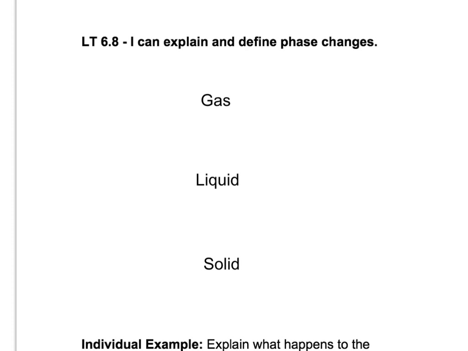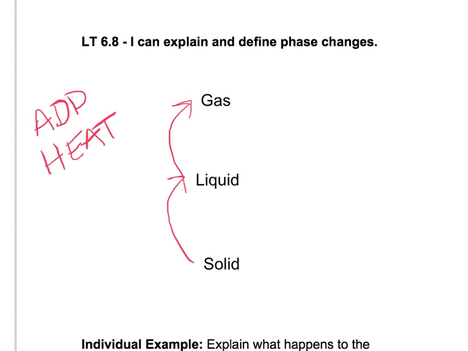So let's start again at solid. If you add energy to solid, you get a liquid. So this is the side where we are adding heat. So going from a solid to a liquid, we call melting. Okay, if you add more heat and go from a liquid to a gas, we call that evaporation. Okay, so those are the two phase changes when you add heat.